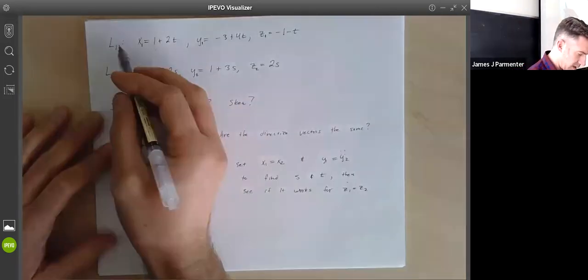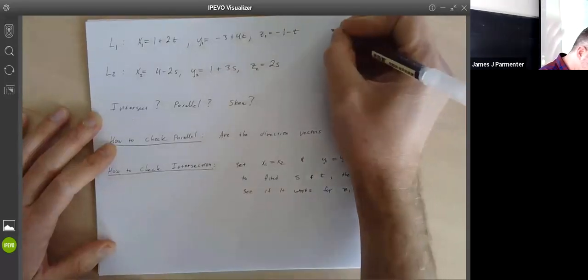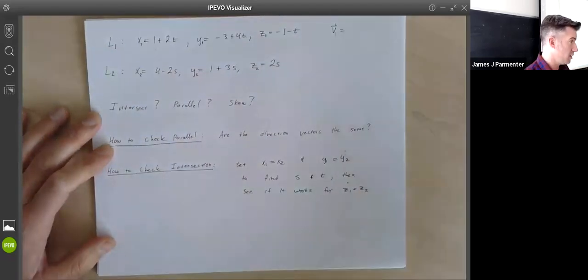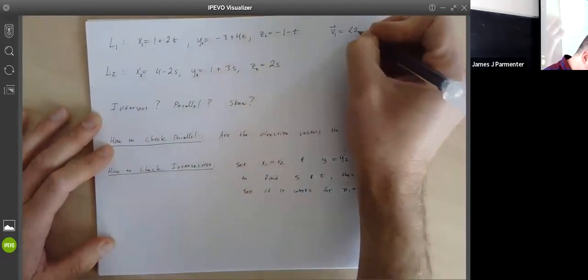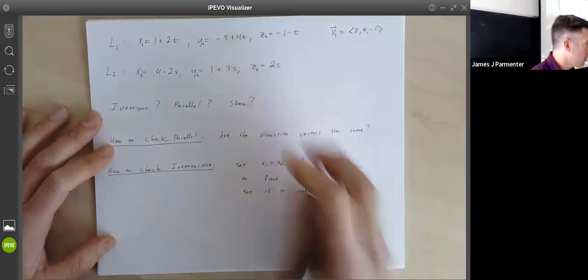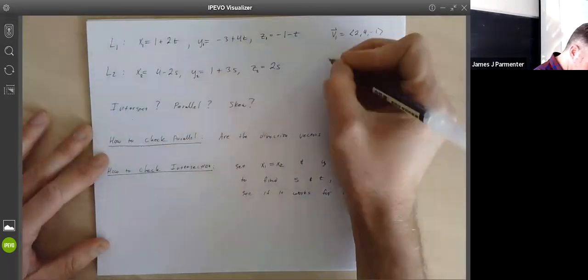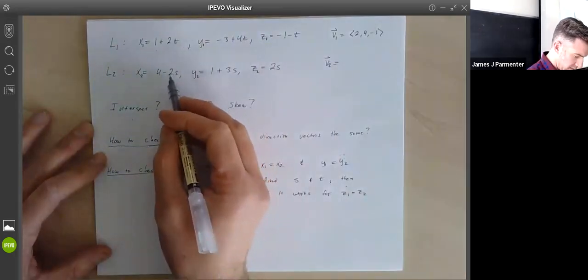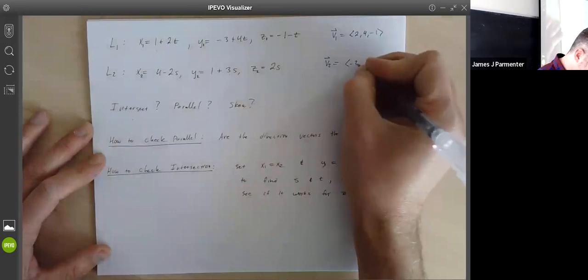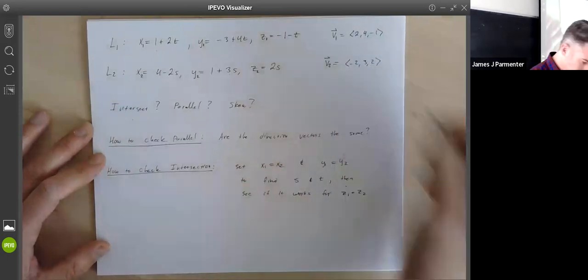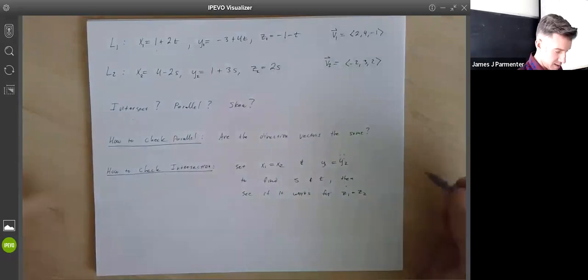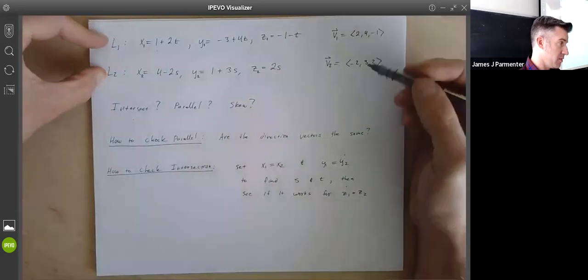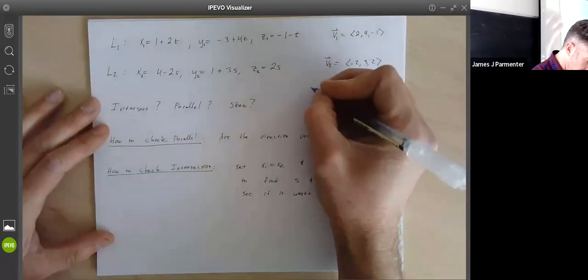If you look at line 1, its vector, which I'm going to call V1, is 2, 4, -1, just the coefficients of t. In a similar way, for L2, the vector V2, the coefficients of the variable are -2, 3, and 2. So these lines are not parallel because these vectors are not multiples of each other. So we can definitely say not parallel.